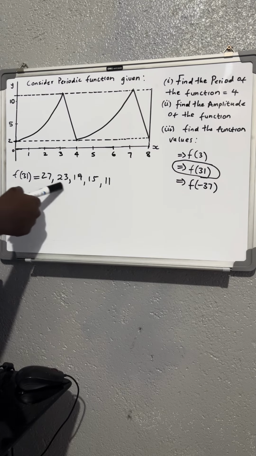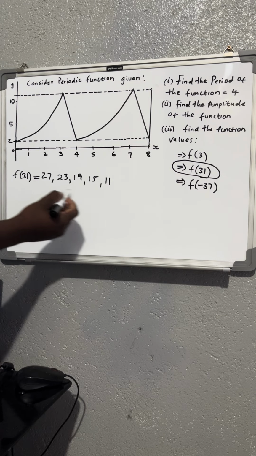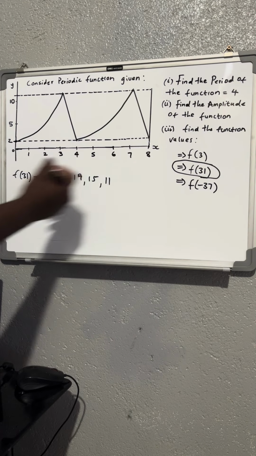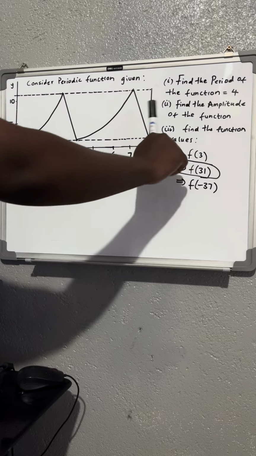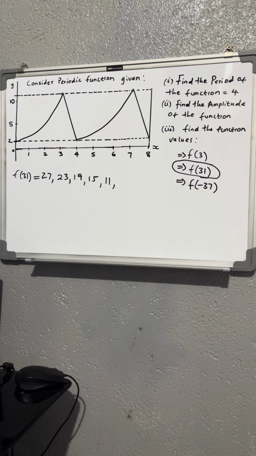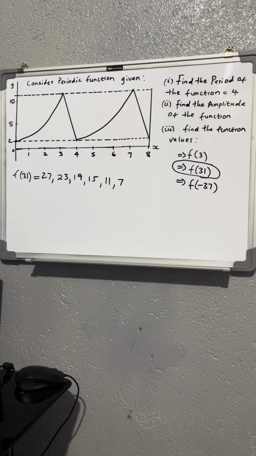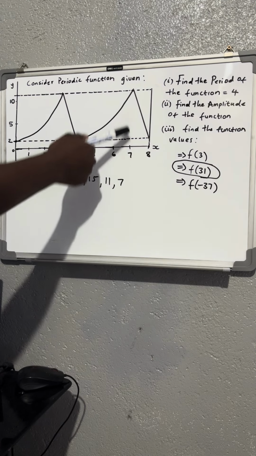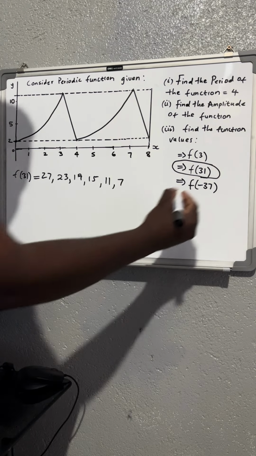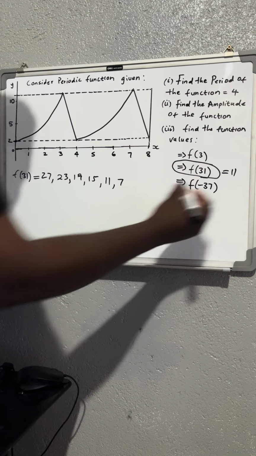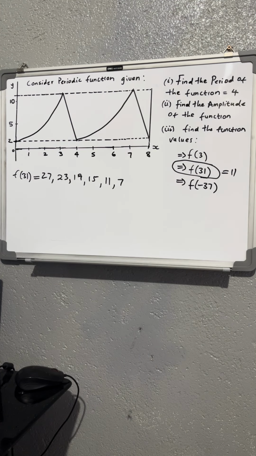Each and every time you calculate these values, you check whether you have them on the graph. You see 11 is still on this side. Then 11 minus 4 gives you 7, and 7 is definitely here. You can read it. Then you know f of 31 is going to be 11. But we do agree that this method will take you long.